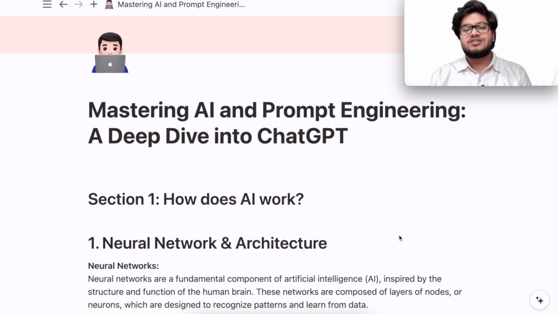See, ChatGPT is just one model of AI. There are a lot of AI tools in the market, and I'll be telling you about some of the tools so that you can make use of them.